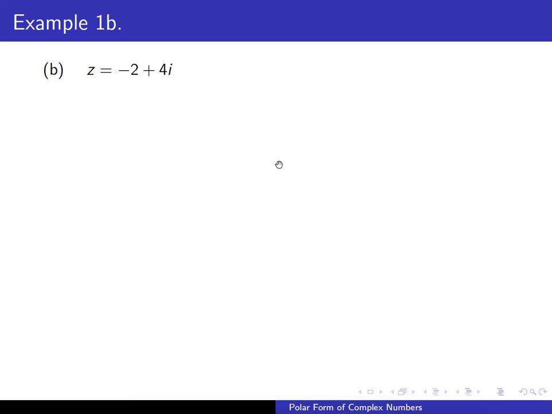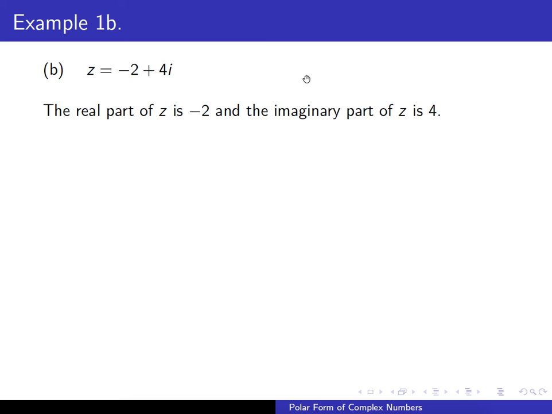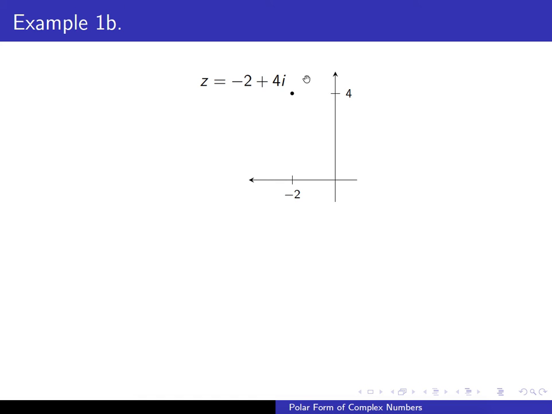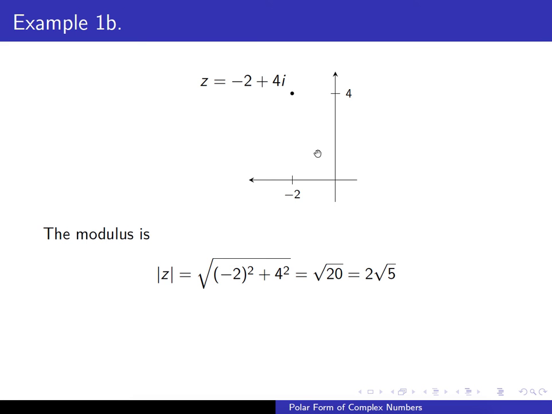All right, example 1b, negative 2 plus 4i. The real part is negative 2. The imaginary part is 4. Here it is in the plane. So negative 2 plus 4i, same as the point negative 2, 4. If we find the distance, it's out 2 units and up 4. So 2 squared plus 4 squared is 20. And square root of 20 is 2 times the square root of 5. So distance to the origin, 2 times square root of 5.